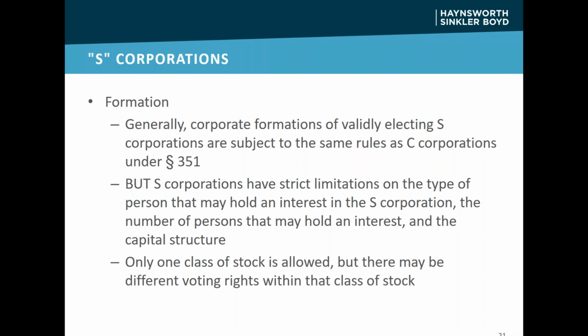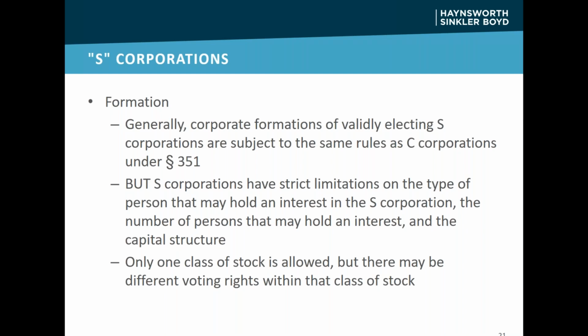are subject to a lot of the same rules as C corporations or partnerships, depending on how the corporation elects to be taxed. But this is the final entity structure we're going to discuss for comparison purposes. Generally, for formation, the same rules apply as C corporations under Section 351, but S corporations have strict limitations on the type of person that may hold an interest in the S corporation and the number of persons that may hold an interest in the capital structure. So that's kind of going to be the focus of what we're discussing here.